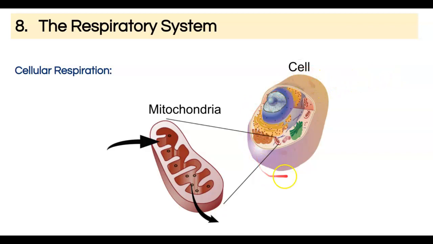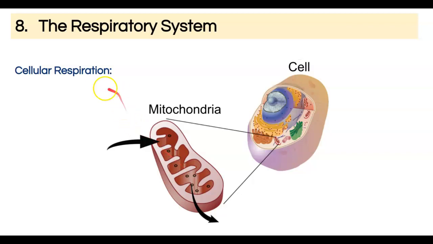So here we have a nice animal cell, and within each animal cell, we're going to find one or more mitochondria, right? And so we know from having studied the structure and function of cell components that this particular organelle is responsible for providing energy for the cell, right? It's the powerhouse of the cell. But how does it do that, and how is that related to the respiratory system? Well, let's talk about that.